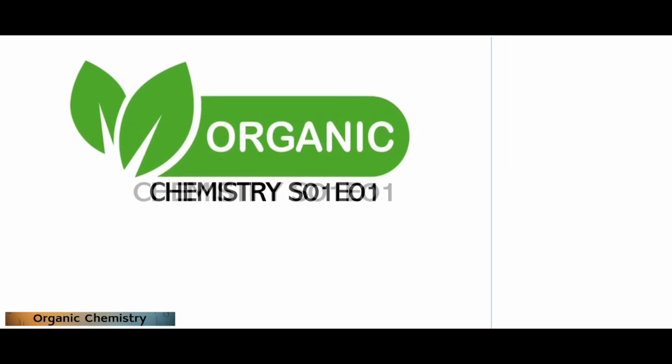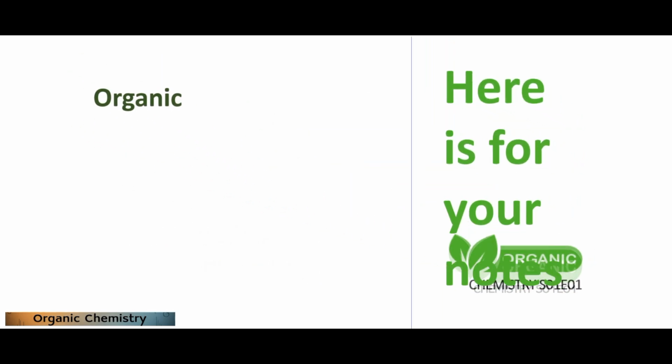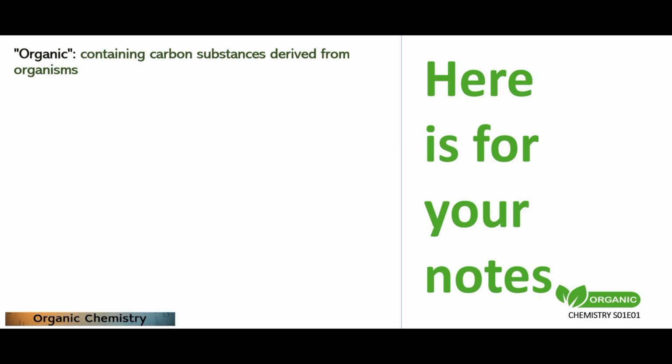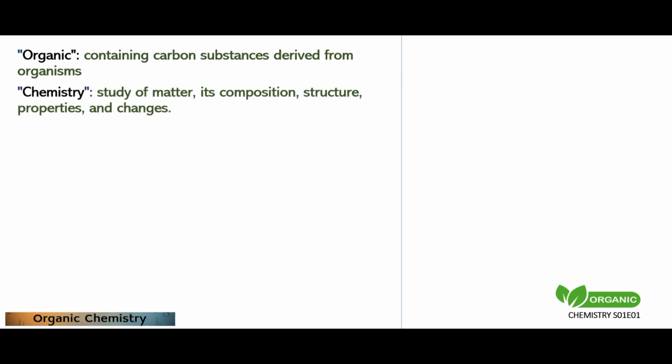Before we continue, I would like us to look into the two words that make up organic chemistry. The two words are organic and chemistry. The word organic, as an adjective to the noun chemistry, means something derived from organisms containing carbon. The other word is chemistry. We define chemistry as a branch of pure science that studies matter, which may be elements, compounds, and mixtures, under the compositions, structure, properties, and changes of matter.